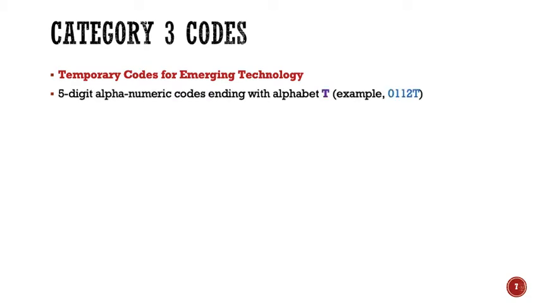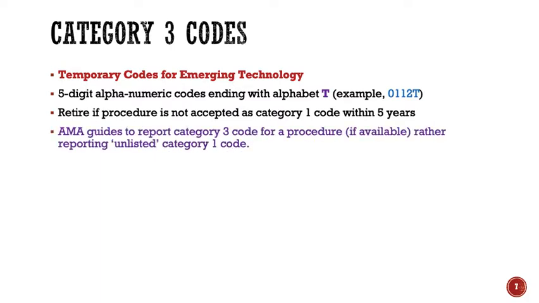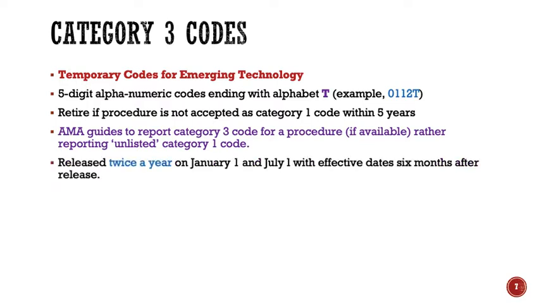Next are Category 3 codes. These are temporary codes for emerging technology. Category 3 codes are also 5-digit alphanumeric codes ending with the letter T. They retire if the procedure is not accepted as a Category 1 code within 5 years. Also, AMA guides to report a Category 3 code for a procedure, if available, rather than reporting an unlisted Category 1 code. Category 3 codes are released twice a year on January 1st and July 1st with effective dates 6 months after release.